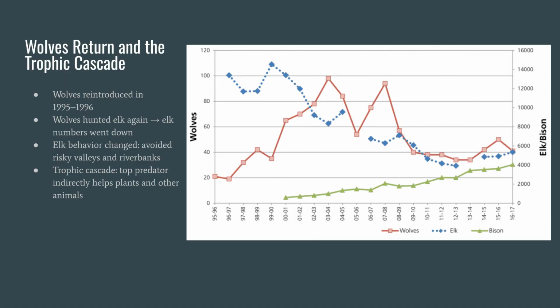A trophic cascade happens when changes at the top of the food chain, like a top predator, cause effects that trickle down to plants, herbivores, and other animals. In this case, the presence of wolves indirectly helped plants like willows and aspens, and also helped beavers, birds, fish, and many other species by changing how and where elk fed.